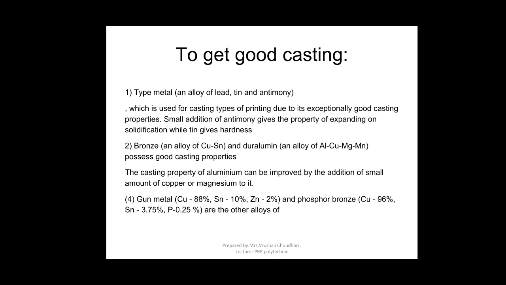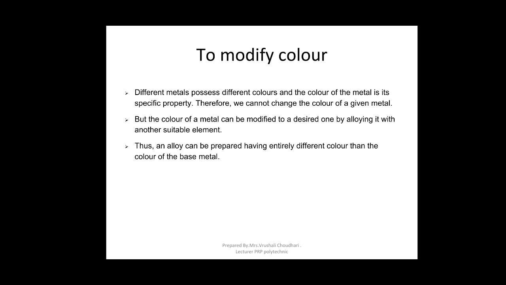To get a good casting, we use bronze, which is used for casting type metal in printing, due to its exceptionally good properties. A small addition of antimony gives the property of expanding on solidification, while tin gives the hardness. Bronze, an alloy of copper and tin, and duralumin, aluminum, copper, magnesium and manganese, have good casting properties. Therefore, they are used for making statues. Gunmetal also has good casting properties.